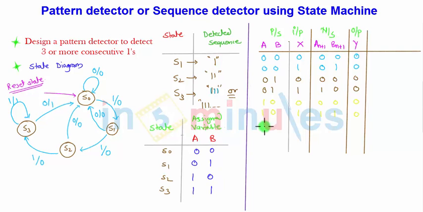And finally for 1 1, when the input is 0, it goes to S0, output is 1, the sequence is detected. Three 1s are detected, and if the next input x is still 1, it will remain in the S3 state itself and the output is 1. In this mode it is going to continuously detect the sequence of 1 1 1s. So the first two rows are for S0, and these are for S1, S2, S3.